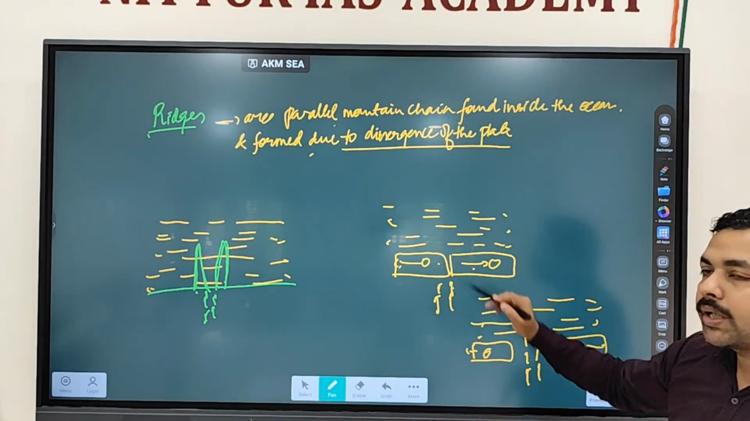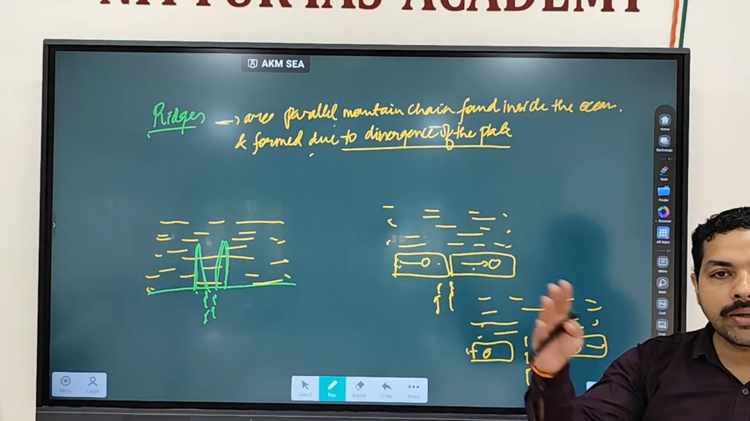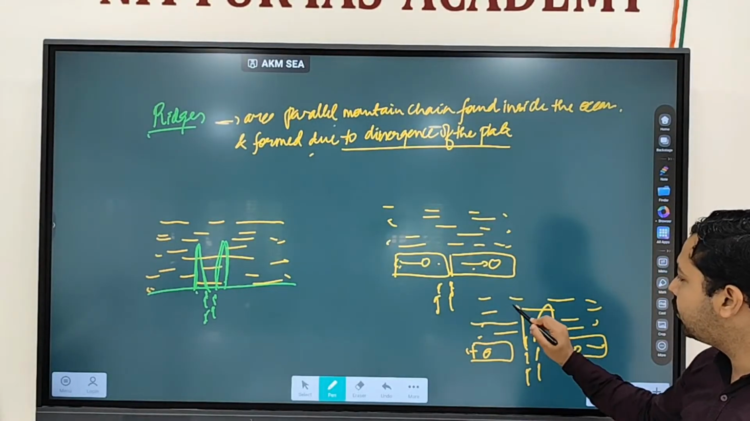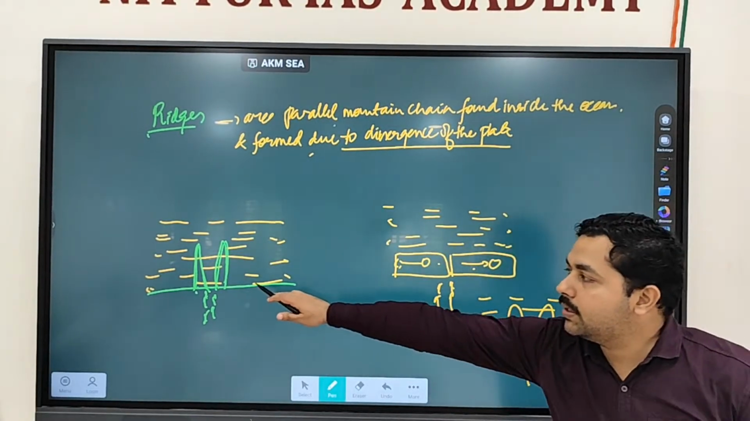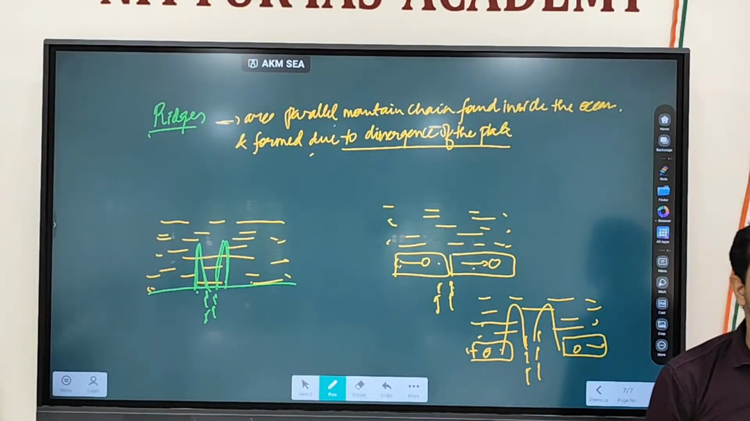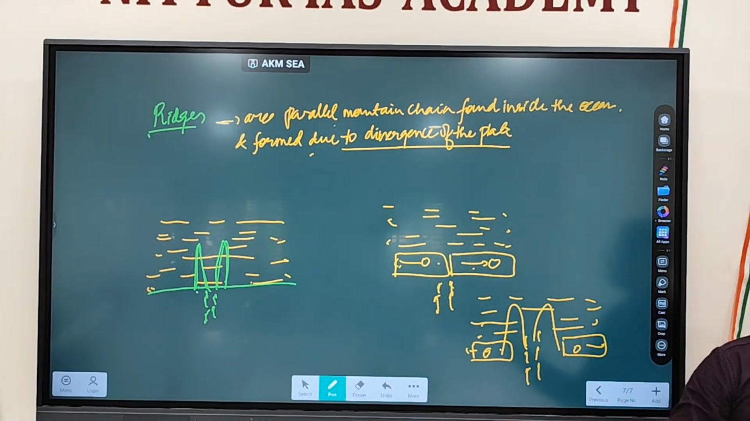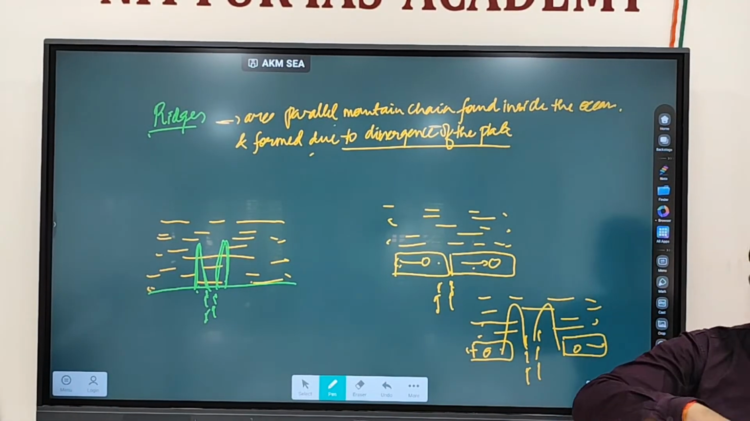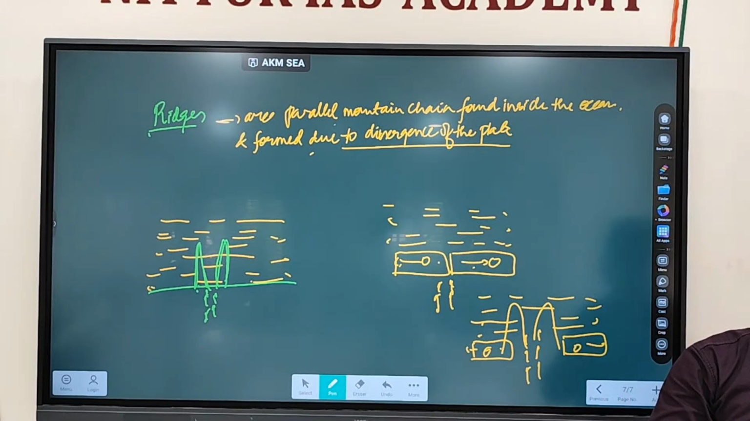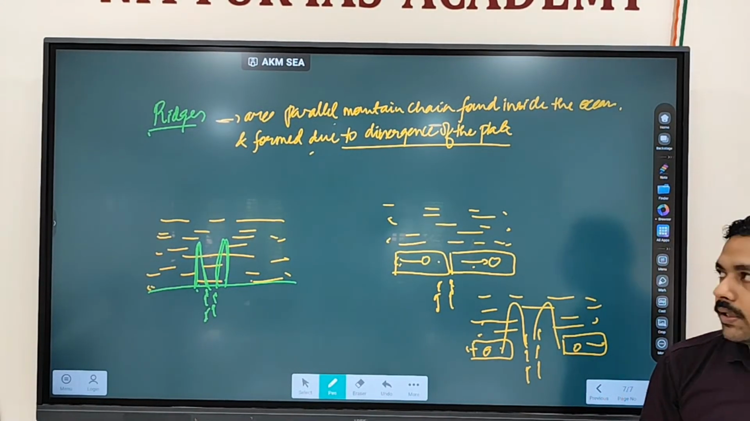The magma now can easily come out because space is there to come out, and this magma will create what we call ridges. Ridges are basically parallel mountain chains. These are formed when plates are diverging in nature. Clear? Any doubt regarding this particular thing?